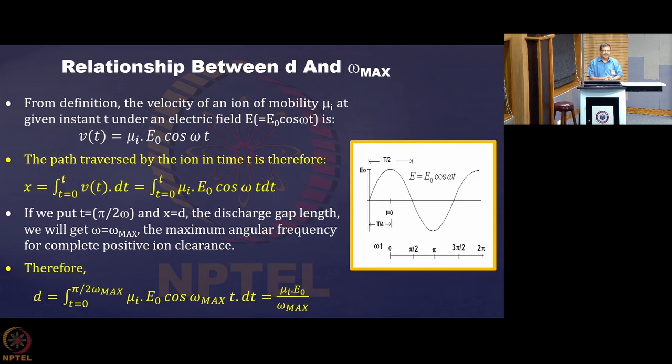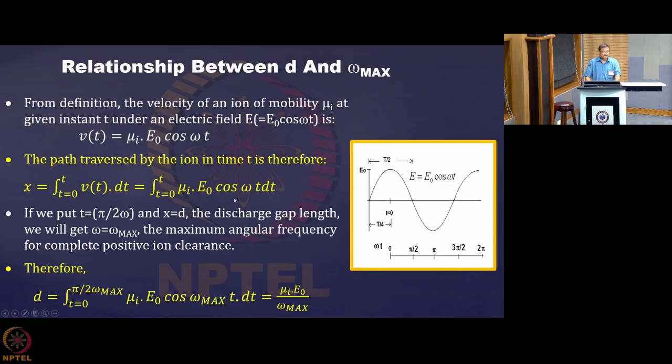So, if you want to find that, then what you do? You integrate v dt. In time t, this much will be the distance it will be traveling. Now, v is a function of time because v is driven by the electric field and this electric field is time dependent. So, you just put that value, v is mu E0 cos omega t dt, and you integrate from t equal to 0 to t.